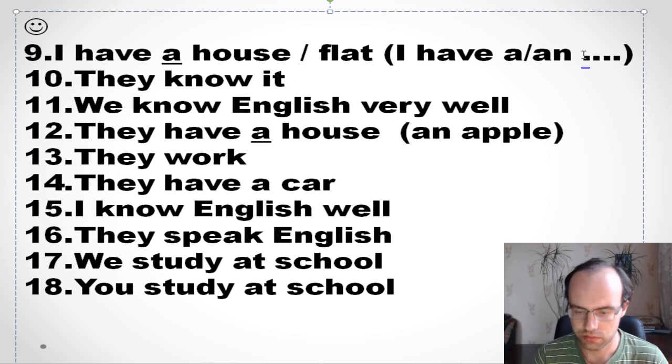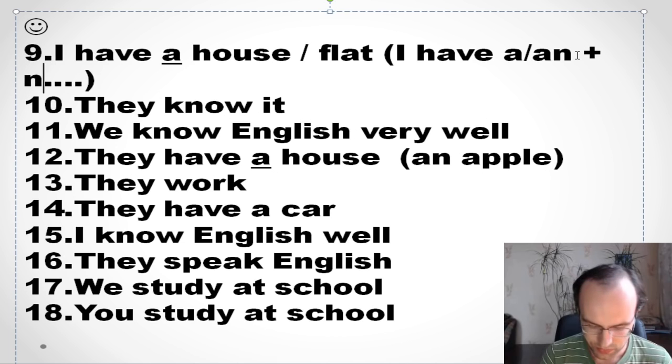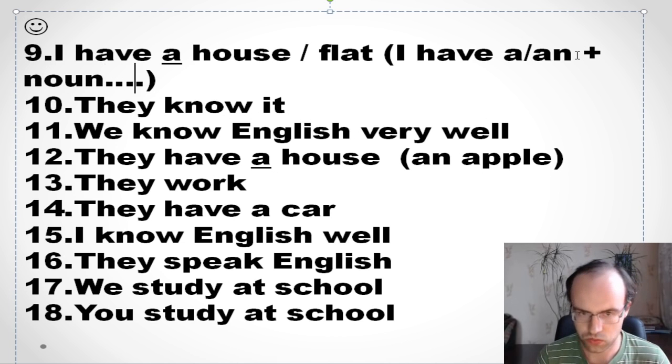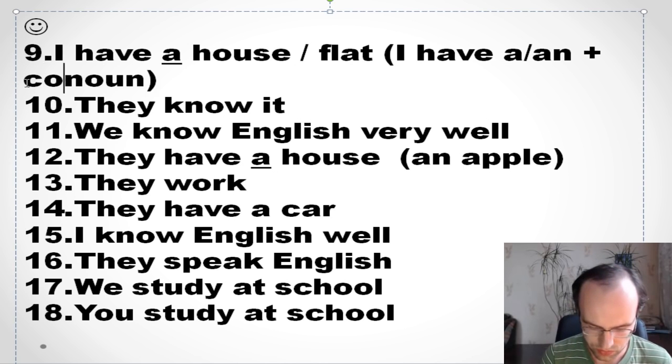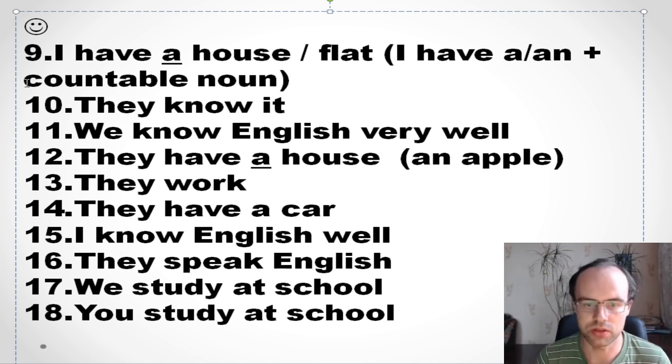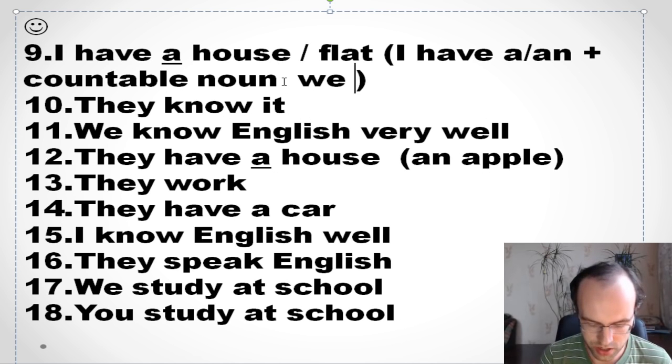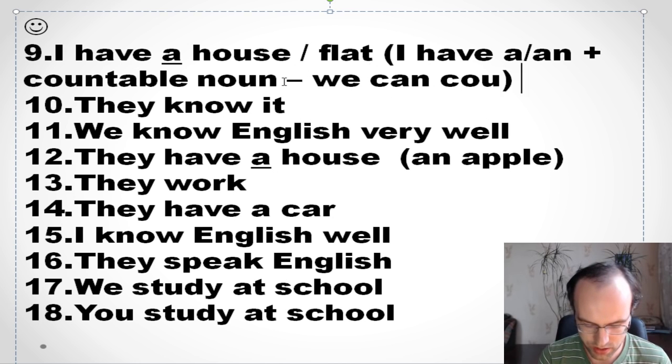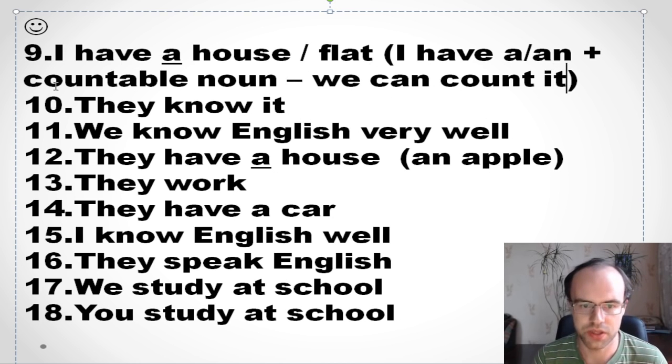Okay? Plus noun. So we usually say, yeah? Plus countable noun, yeah? We can count it. Next.